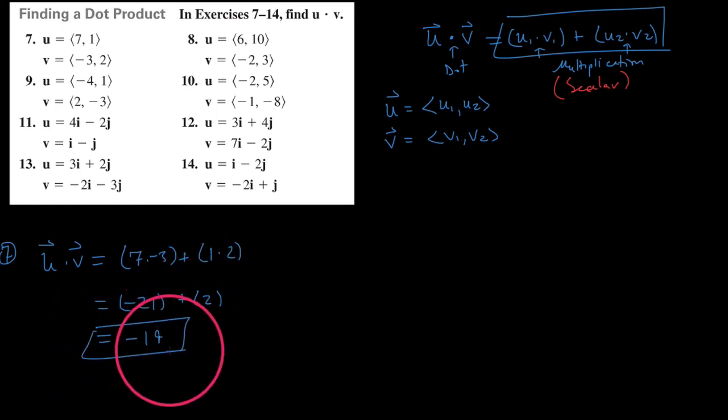So we say that -19 is the dot product of u and v, and that it is a scalar here.